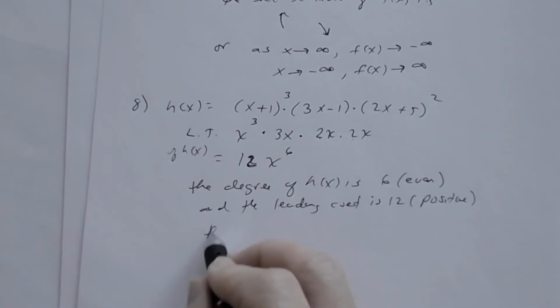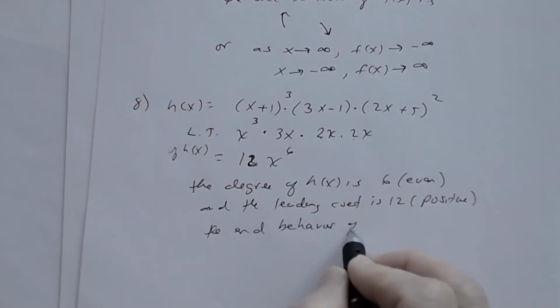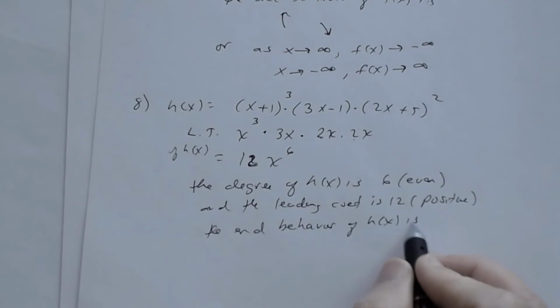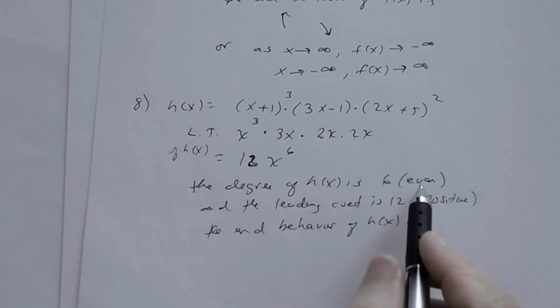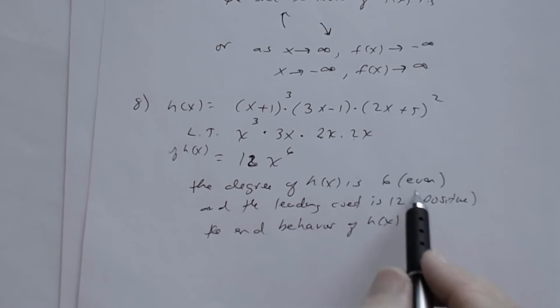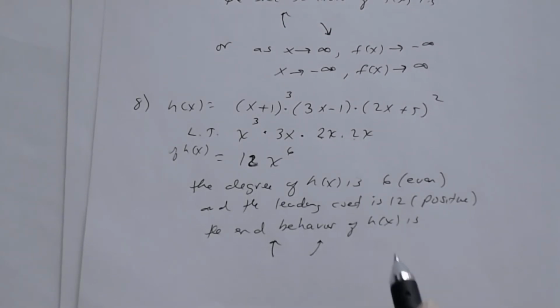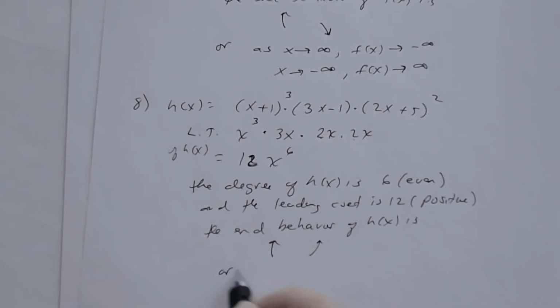that means that the end behavior of h of x is, and remember, even, same direction, odd, opposite direction. So since it's even, same direction, and positive, they're both pointing up. So on the left side, it points up. On the right side, it points up. And so you would also say this, and you need to do this because you'll be asked to write this in several ways.